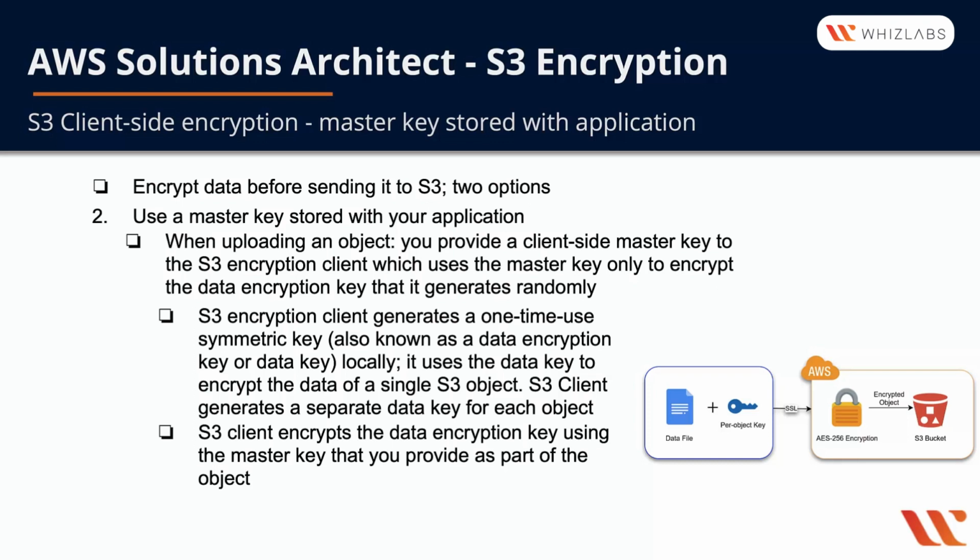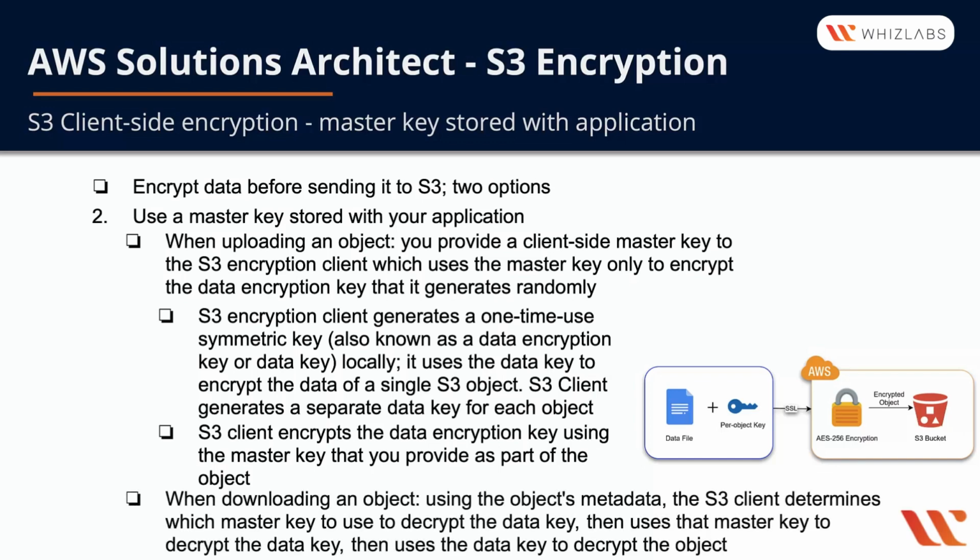S3 client encrypts the data encryption key using the master key that you provide as part of the request or the sending of the object. And then when downloading an object using this master key stored with your application, using the object's metadata, the S3 client determines which master key to use to decrypt the data key, then uses that master key to decrypt the data key, and then uses the data key to decrypt the object and sends it back to you.